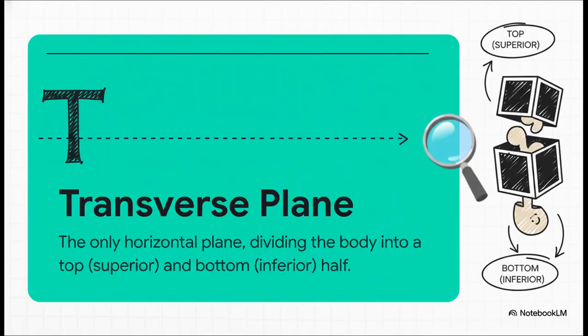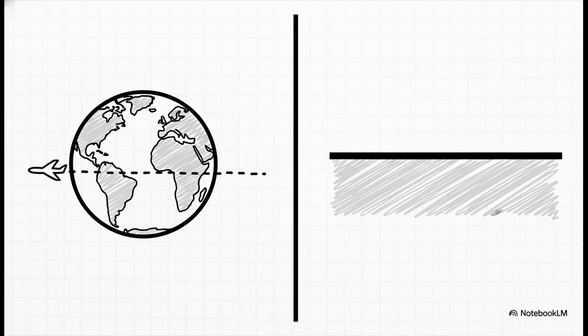Simple as that. All right, on to the T, the transverse plane. Now, this is the only one that's horizontal. It cuts the body into a top half, which anatomically we call superior, and a bottom half, which we call inferior. Like a magician sawing a person in half. That's a transverse cut. And the name itself is a fantastic clue. The prefix trans just means across. A transatlantic flight goes across the Atlantic Ocean. A transverse plane cuts across the body. It's just like the horizon, cutting the world into an upper and lower half.